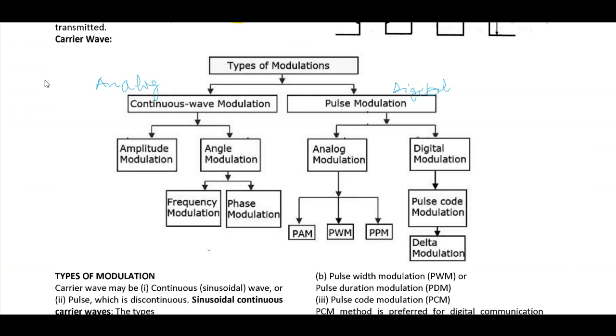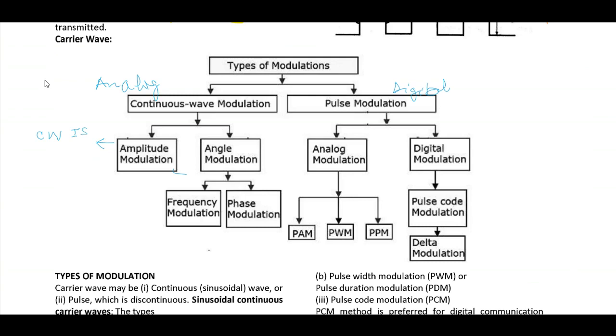And in analog modulation, we have got amplitude modulation. In amplitude modulation, note it down. I will just show you the diagram in my next lecture. In amplitude modulation, you just vary the amplitude of the carrier wave, CW, with respect to the information signal.